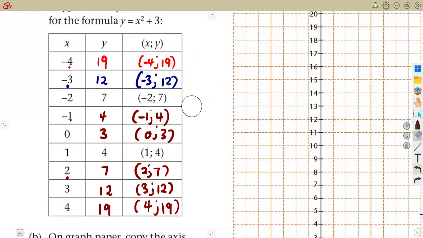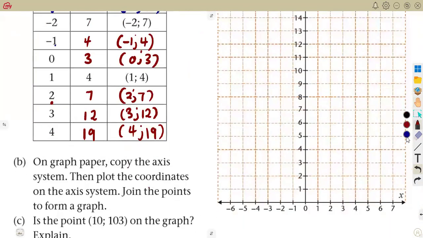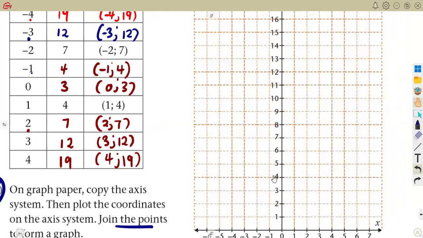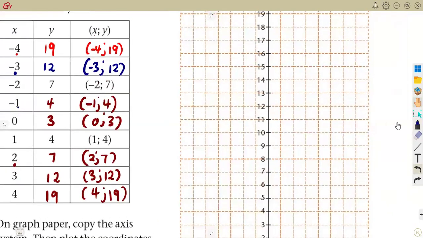All right, so this is it. We now have our points. After that, just like our previous question, on the graph, copy the axis system, then plot the points on the axis, and join the points to form a graph. So you're going to join these points. First, let's mark our points. Minus 4 versus 19. As we had before, guys, x is minus 4.